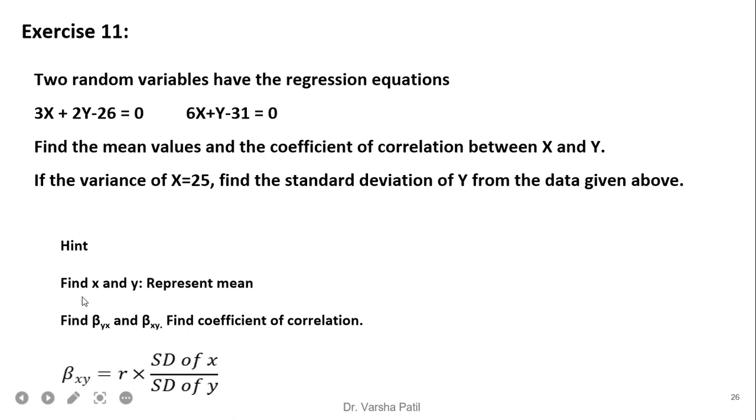I have not solved the problem here, but when we solve it, first we require to solve these equations simultaneously, and we get the values of x and y, which actually represent the means. Then we can easily find beta yx and beta xy, and from those we can find the correlation coefficient, which is the square root of byx into bxy. And once we know all the values, we can put them into this equation and finding the standard deviation of y is easy.